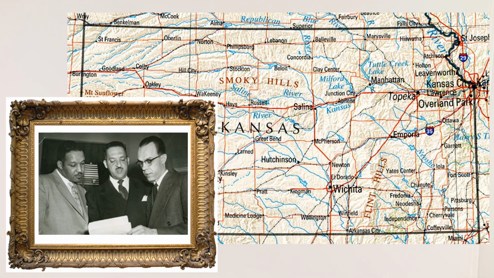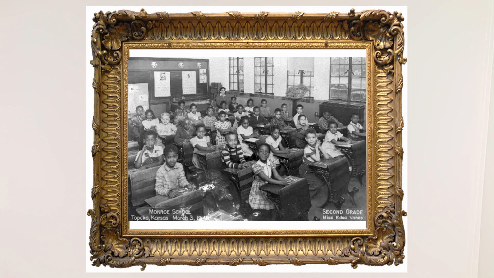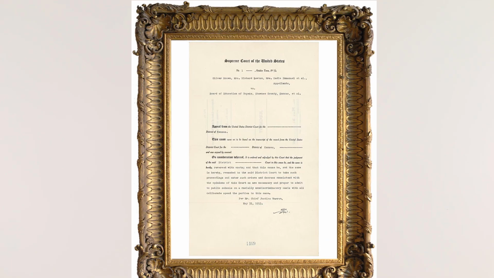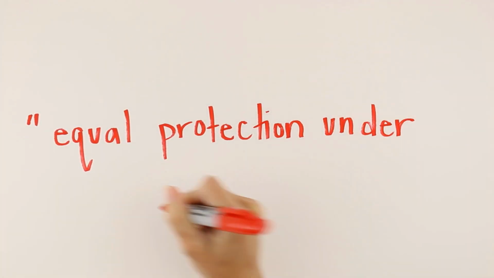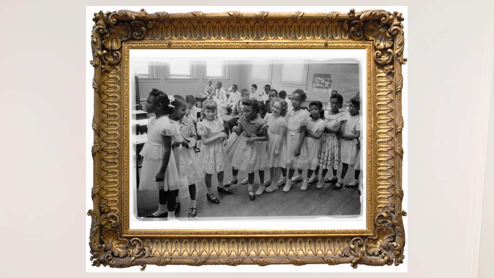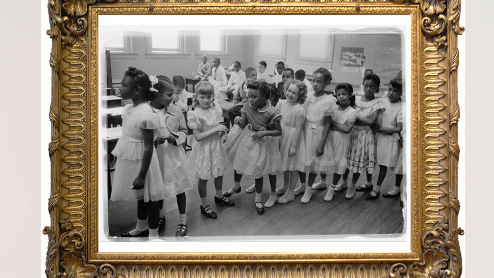Her father, Oliver Brown, sued the school district of Topeka, Kansas, arguing that the 14th Amendment was being broken because his daughter was not being equally protected under the law. This time, the Supreme Court agreed. They argued that separate schools for blacks and whites could never be equal, and segregation denied African Americans equal protection under the law. This case began the long process of desegregating the United States.